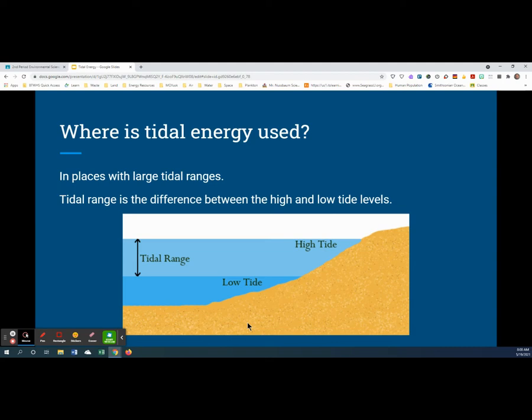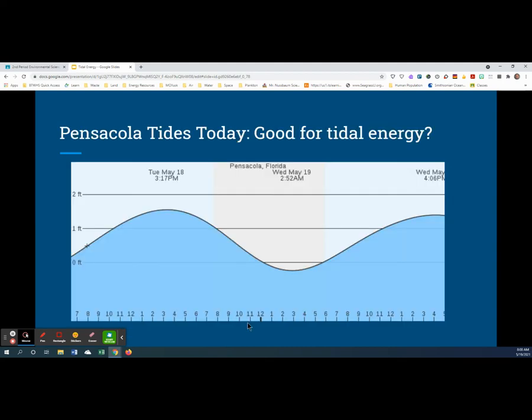Well, you're not going to create a lot of energy, right? So you wouldn't put a tidal turbine in locations where you really don't have a very large tidal range. Now, to give you an example of what the tidal range here in Pensacola is, I've provided what is known as a tide map or a tide chart for this area for Tuesday and Wednesday of this week.